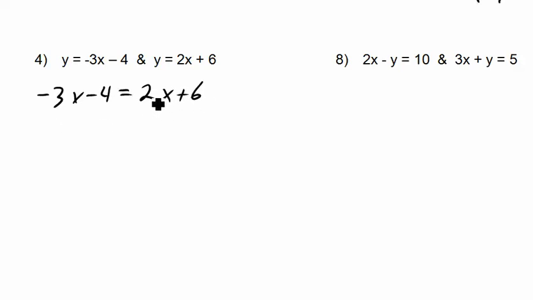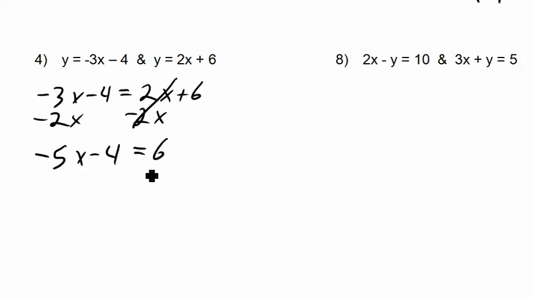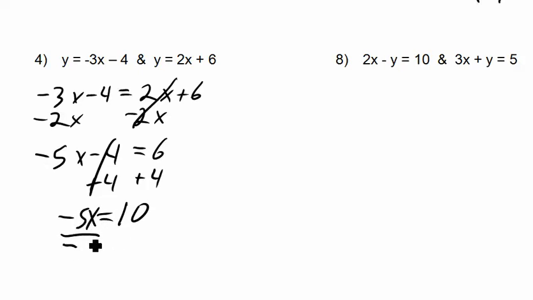All right, so I need all of my x's over on this side. The opposite of plus 2x is minus 2x. Minus 5x minus 4 equals 6. I need all my constants, or all my not x's, on this side. Minus 5x, sorry, equals 10. So this is negative 5 times x. So the opposite of times is divide. X is equal to negative 2.